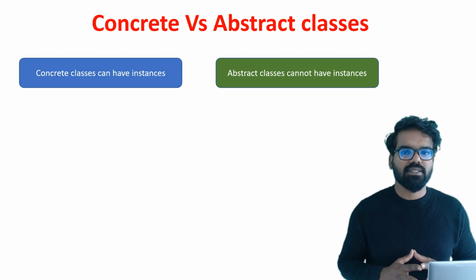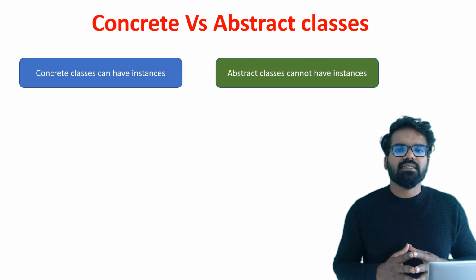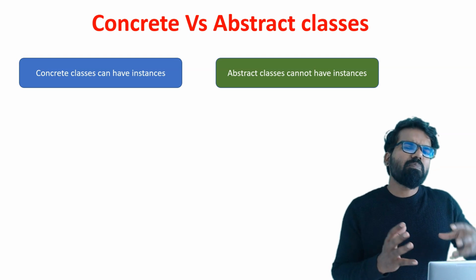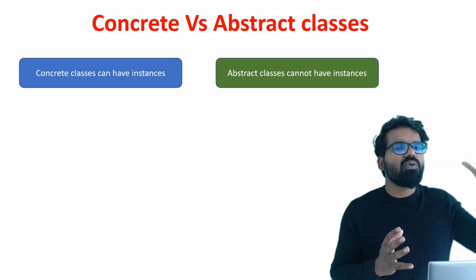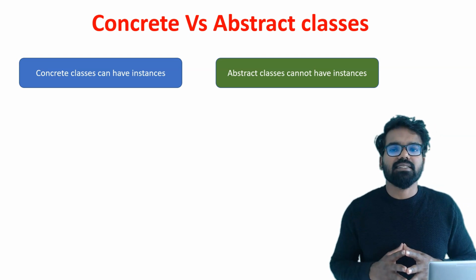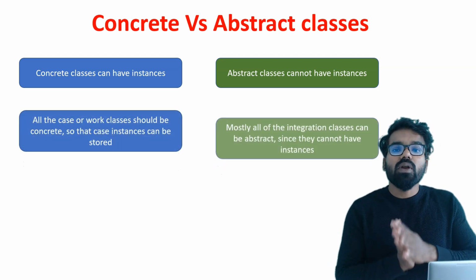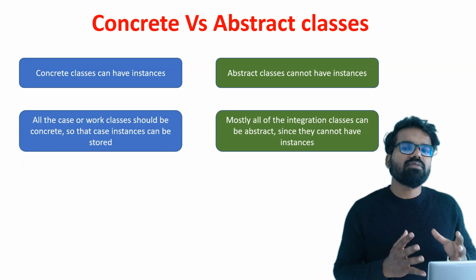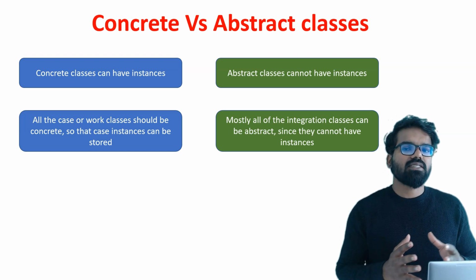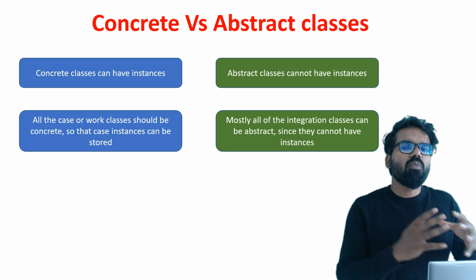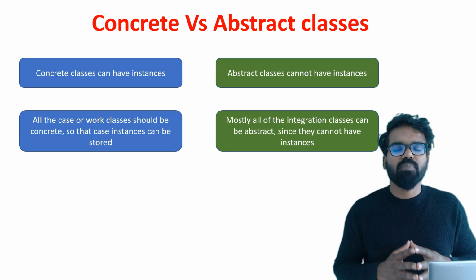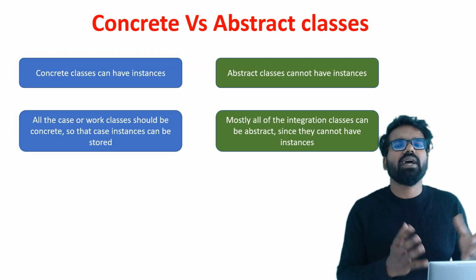When you want to have a class for clients records, definitely it should be a concrete class because it can have instances. Now if you go to integration classes, in integration classes we just play with the data. We don't want to persist the data which is already stored in the external system, right? So those classes can be abstract classes. All the case or work related classes should be mapped to the concrete class type, whereas all the integration classes, mostly like 95%, you have to mark as abstract classes because with integrations, you don't want to have instances.